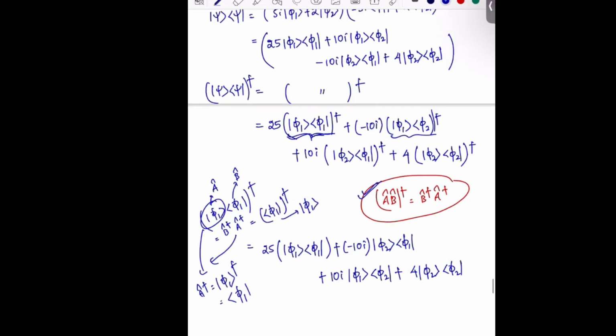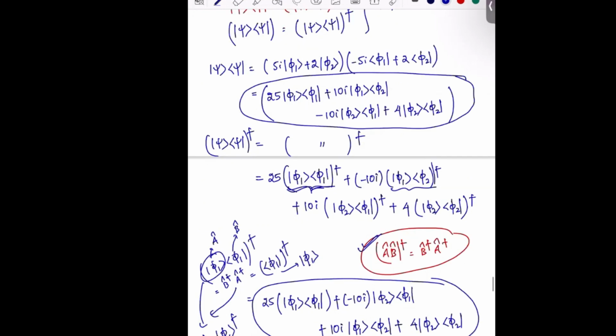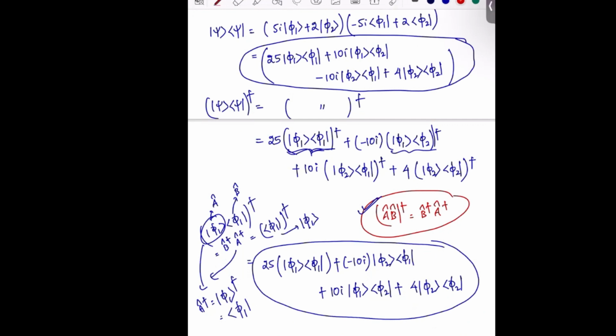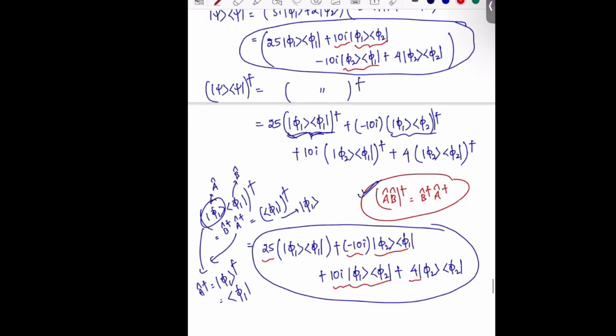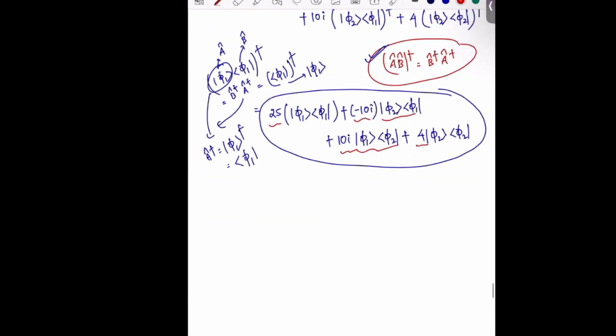Now if you compare this equation with the one here, you can see that these are equal. In the phi 1 phi 2 term, 10i is there. Phi 2 phi 1, minus 10i, here also minus 10i. Here 4 is there, 25 is there. So this means these are Hermitian conjugates, a Hermitian operator. So the first condition is satisfied.